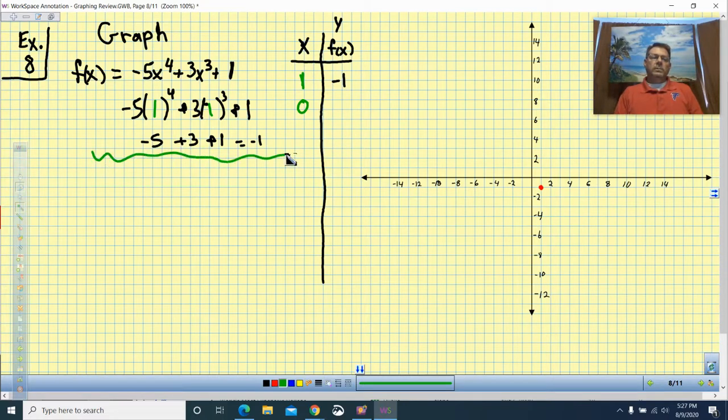Okay, so start again. So now we have -5 to the 4th plus 3 to the 3rd there plus 1. I'm going to plug in our 0. So that turns into 0, that turns into 0, and that whole thing turns into 1. So there's another point we can graph. 0 left and right, up 1. There you are.